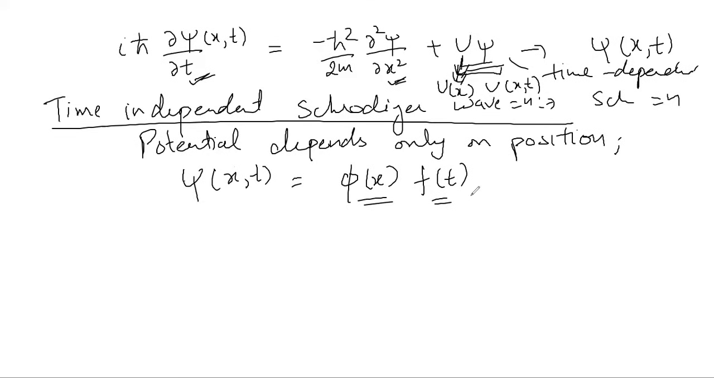Now, if you remember, for a free particle in yesterday's class, I said that the wave function for a free particle is given by this form, kx minus omega t.